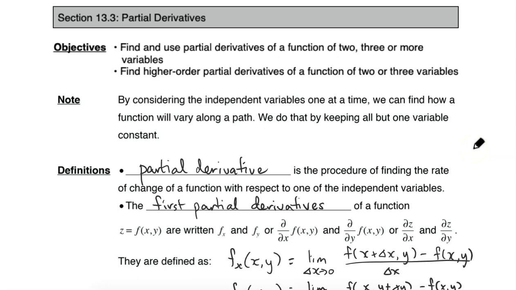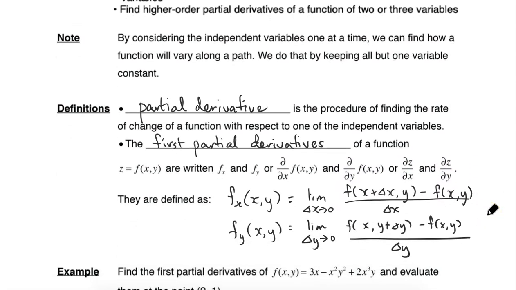A partial derivative is the procedure of finding the rate of change of a function with respect to one of the independent variables. The first partial derivatives of a function are the derivatives in terms of x, in terms of y, and maybe if there's more, in terms of z, etc. If it's a function of two variables exactly here, then the first partial derivatives are fx and fy, which you can write in many different ways. This is the same as fx, this is also the same as fx, whereas this is fy.